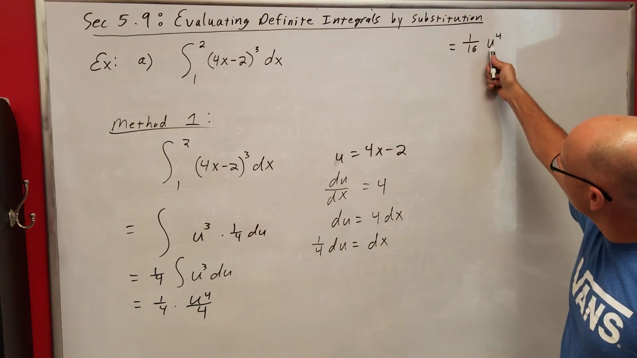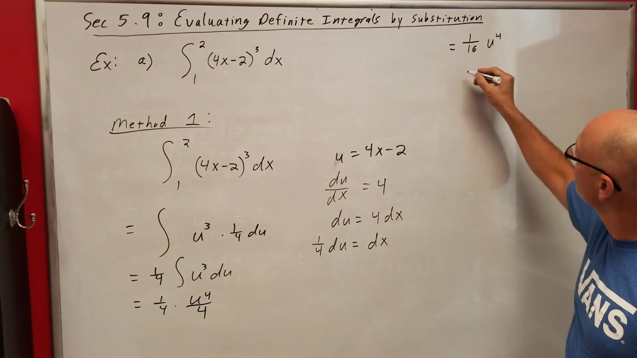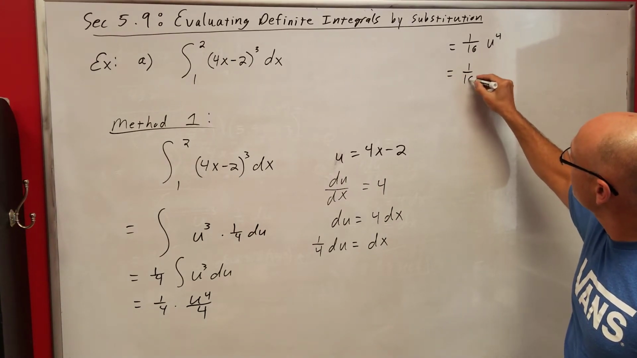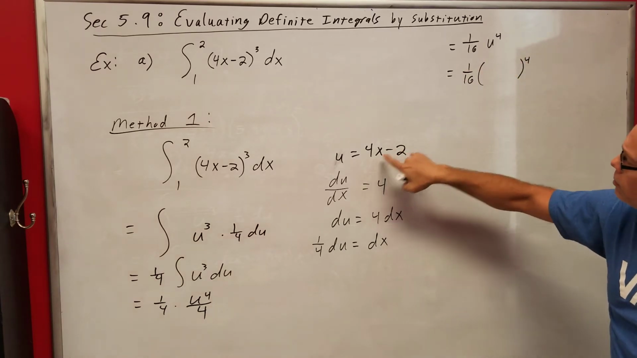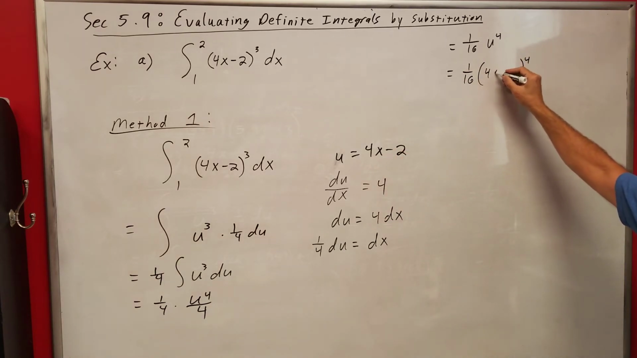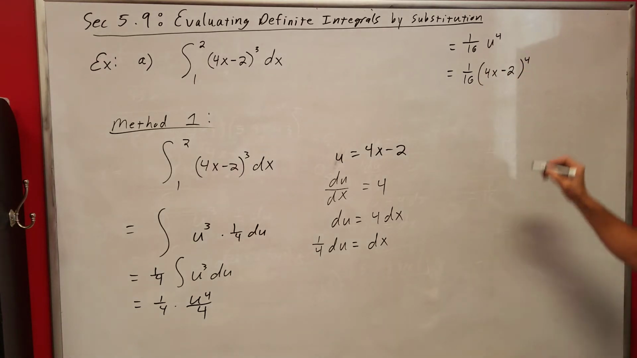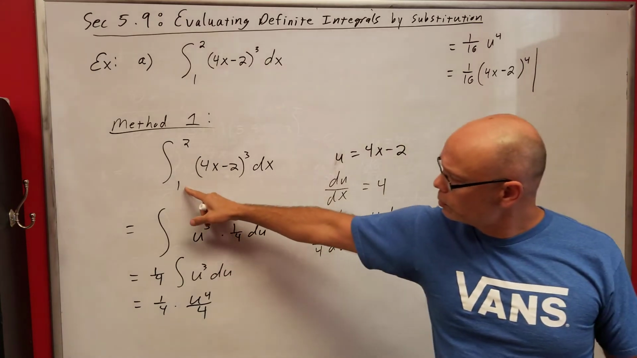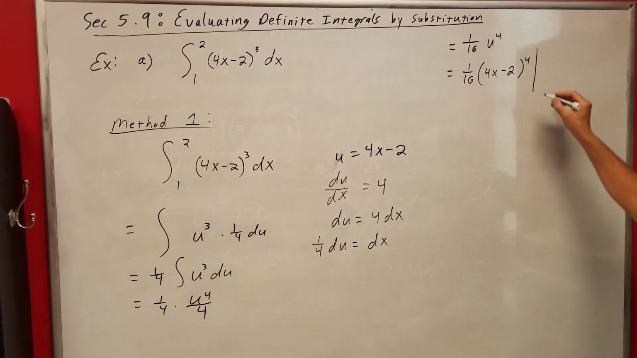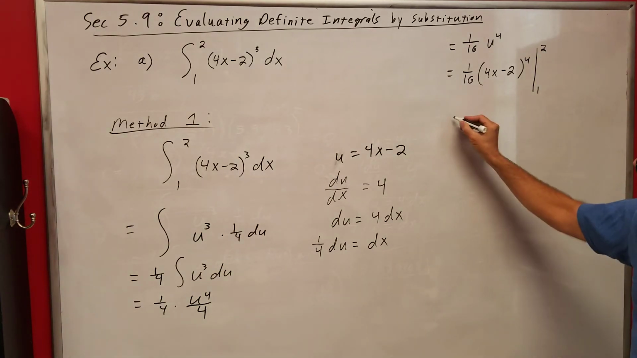Now what I want to do is I want to back substitute that u of 4x minus 2. So 1/16, instead of u to the 4th, I'm going to put in 4x minus 2 to the 4th. And at this point, whenever I back substitute, I'm going to throw back in my original limits of integration, which were from 1 to 2. Now proceed as usual.